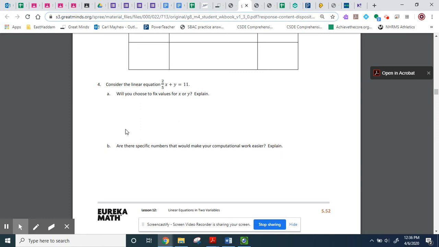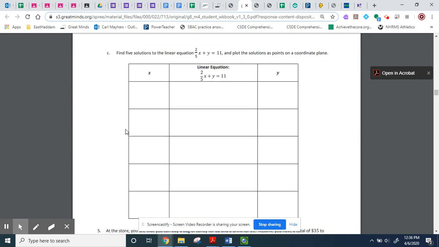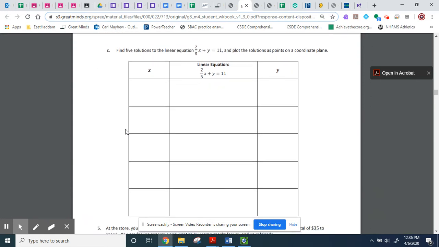To me, I think that picking values for x makes a little bit more sense because y could be anything, x could be anything, but it's a lot easier to find 2/5 of multiples of 5 than to find 2/5 of any random number. So that actually gets us into part B, which says, are there specific numbers that would make your computational work easier? And like I just said, multiples of 5 are going to make this really easy. So on the next page, it actually has us fill out a table, just like the table that we did in the opening exercise, except that this one actually has your linear equation in the table itself.